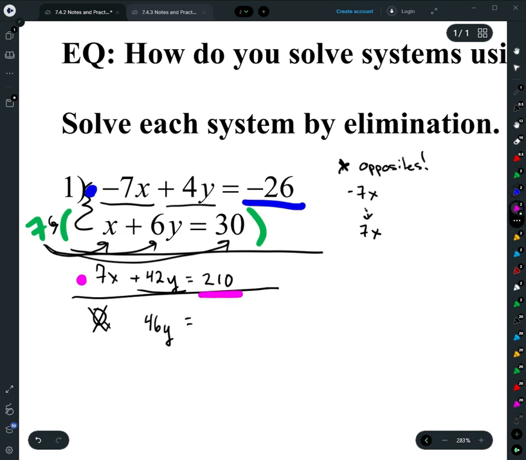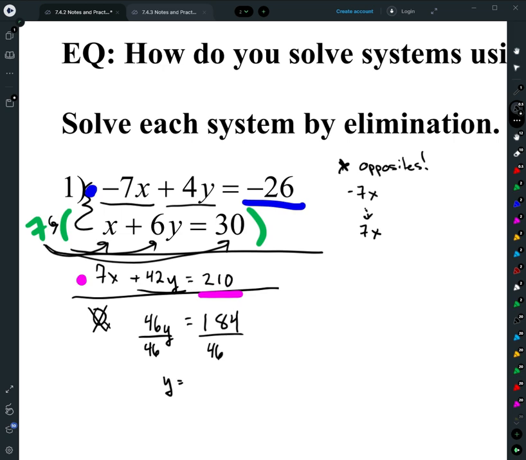So negative 26 plus 210, my calculator out here as well, is 184. And then when we divide by 46 and divide by 46, we are going to get y equals 184 divided by 46, which is 4.